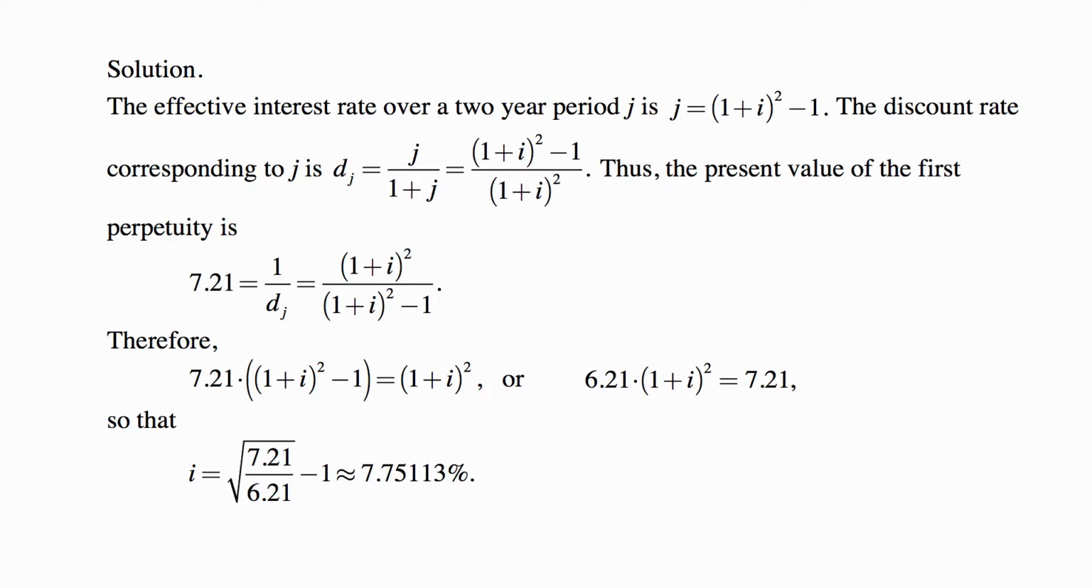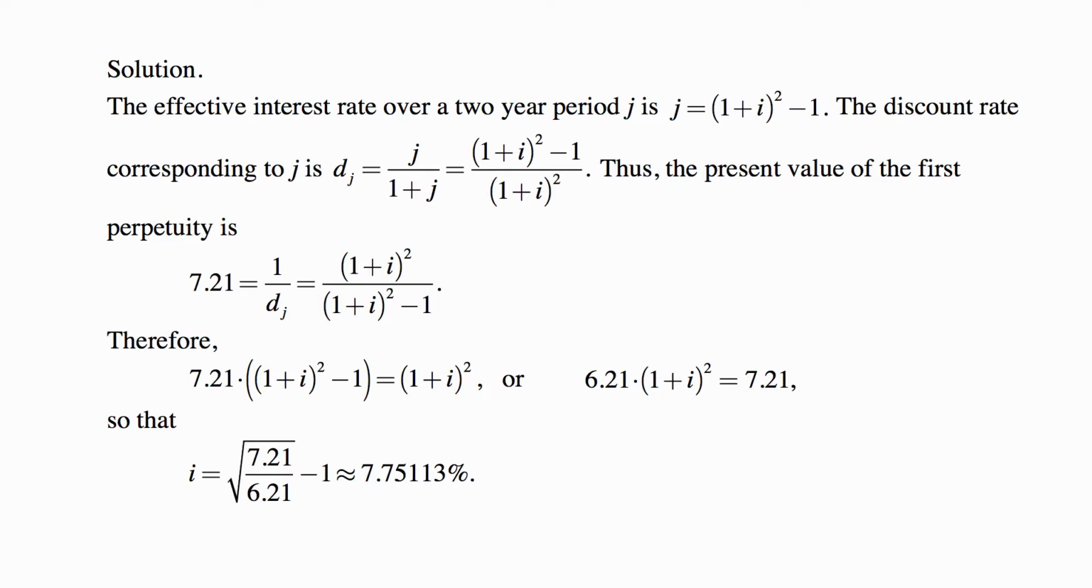The first perpetuity makes payments every 2 years, and it's a perpetuity due. So we're going to treat 2 years as a unit of time, and we will figure out the discount rate applicable to it. The effective interest rate over a 2-year period, I'm going to call it j, is such that (1 plus i) squared is equal to 1 plus j, so j is (1 plus i) squared minus 1. The discount rate corresponding to it is j over 1 plus j, so it's ((1 plus i) squared minus 1) divided by (1 plus i) squared.